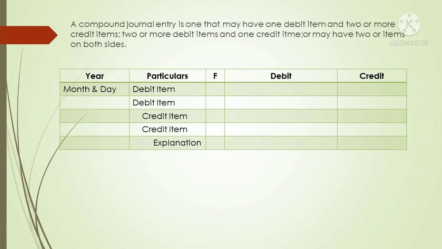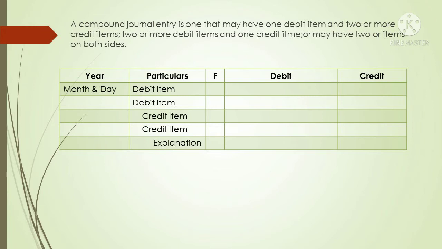Okay, next, the compound journal entry is one that may have one debit item and two or more credit items, two or more debit items and one credit item, or may have two or more items on both sides, no? So sa usa ka compound nga journal entry, no? So it's either nga ay isa ka debit item, then duha ka credit item, or nga ay duha ka debit item, and then duha ka credit item, no? So it depends upon no sa klase sa accounts or transactions nga nahitabo or nag-occur, no?